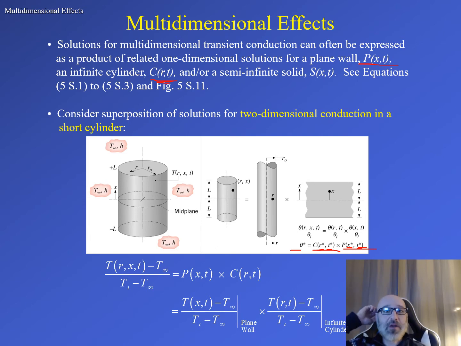So now this comes down to this relationship we see down below in this equation, where we now have our temperature with respect to that radius, position from our midplane, and time, minus our surrounding temperature, our T sub infinity, all divided by our initial temperature, our T sub I, minus our T sub infinity, is equal to now this P of x,t for the plane wall, times our C of R,T for an infinite cylinder as well.